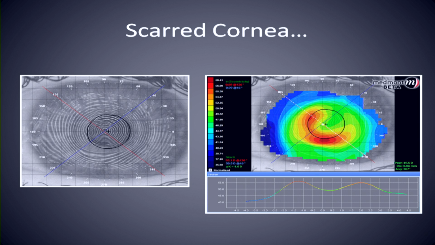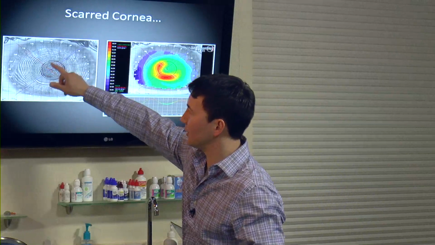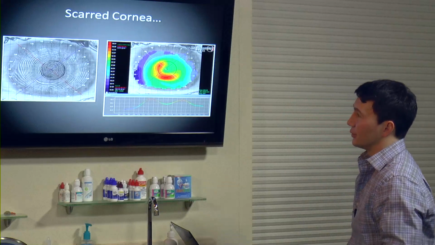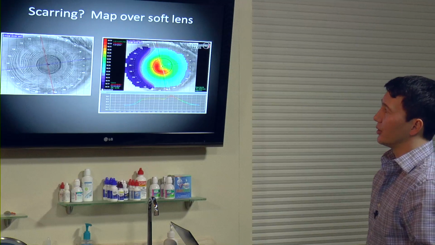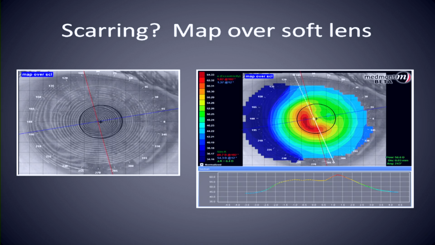Now here's a patient that you can see some central scarring here, this ectasia that we had, and it didn't matter what we did to try to smooth out that placido reflection. So here's a case where if we were to put a soft lens over top, we get a much smoother central reflection, we get a better idea of what's there.